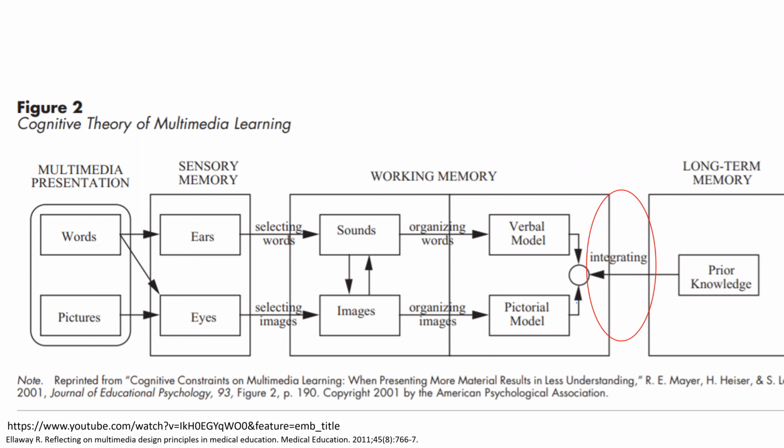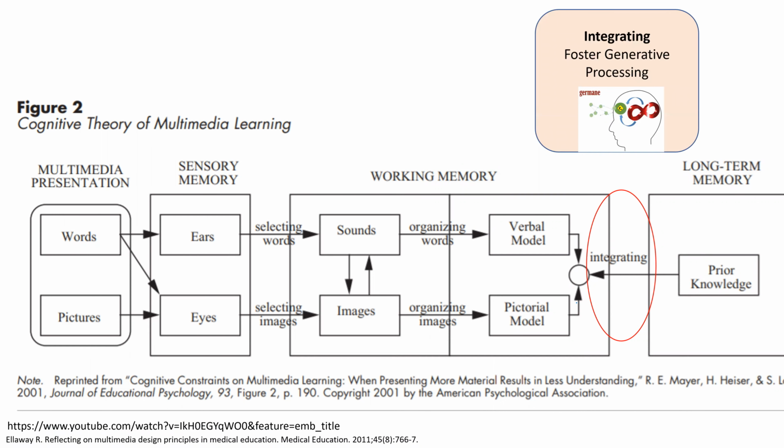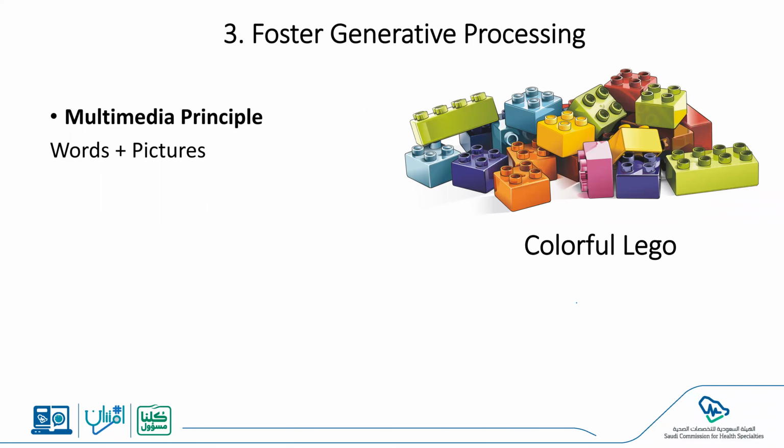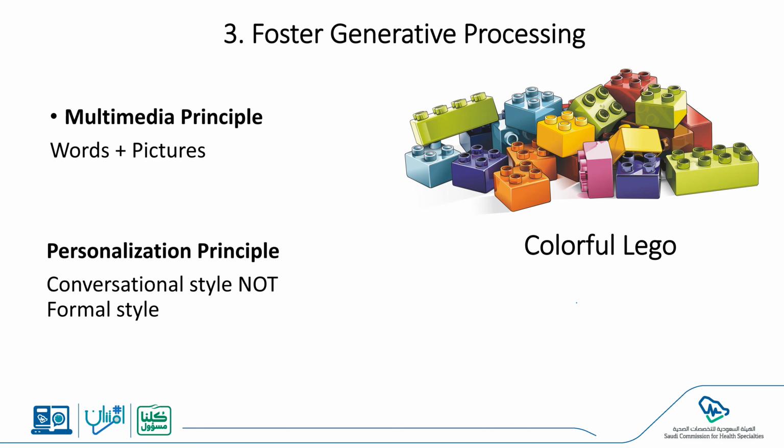So going into the last part, which is integration: how to improve the integrating part. The multimedia principle says that if you put words with pictures, not narration, but words with pictures, it's like colorful Lego, it helps in understanding and storing the information better. The personalization principle, as we said, means you have a conversational style, not a formal style. So you use we, I, and you instead of talking very formally to the candidate.